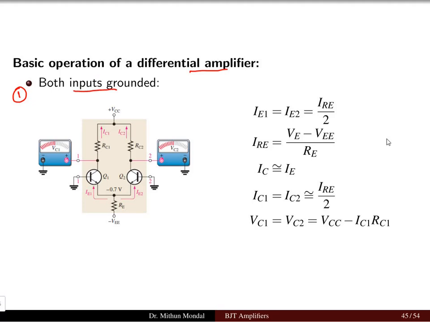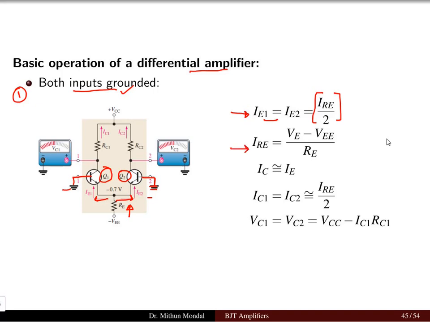So the basic operation of this differential amplifier, the first category, if we see, is when both the inputs are grounded. So here you have the transistor Q1 and the other transistor Q2, and you can see the bases are grounded. So we can specify that both inputs are grounded. In that case, the current flowing in the emitter of each individual transistor will be nothing but IRE by 2. Whatever current is coming from here, which is IRE, will be split in accordance with KCL, and since there is no resistor involved, each will have the same current.